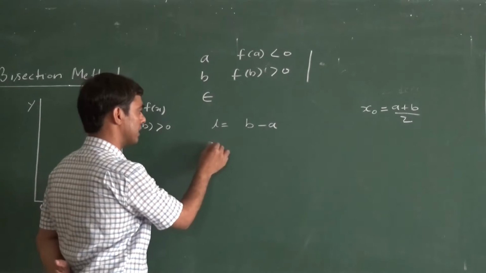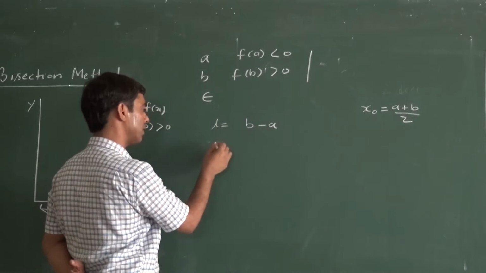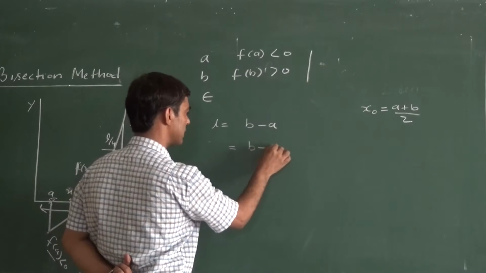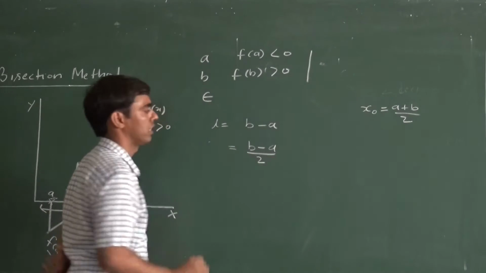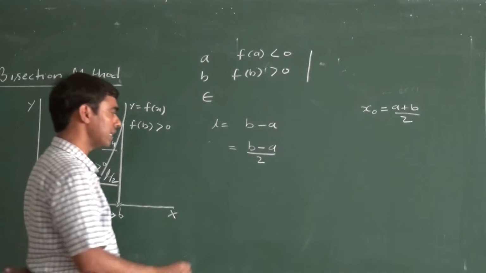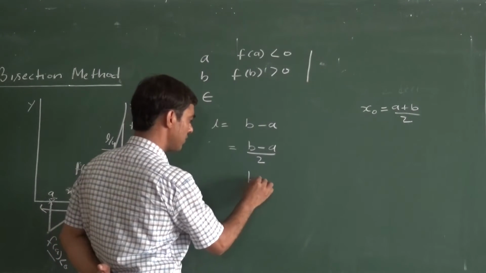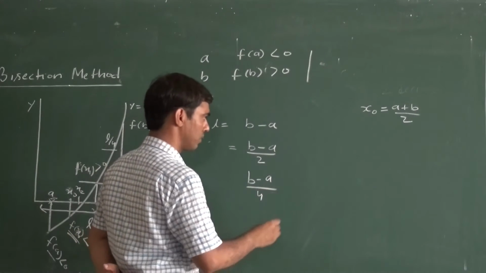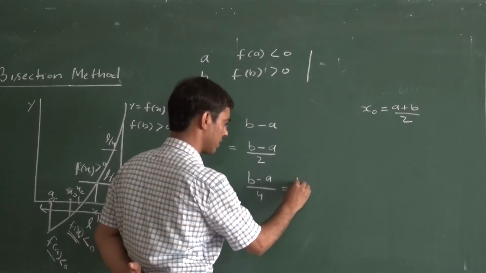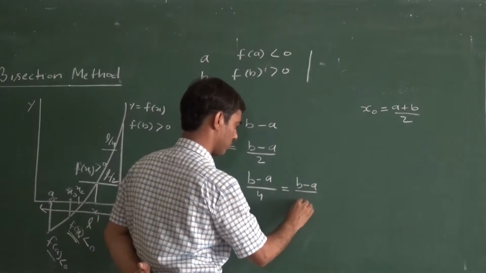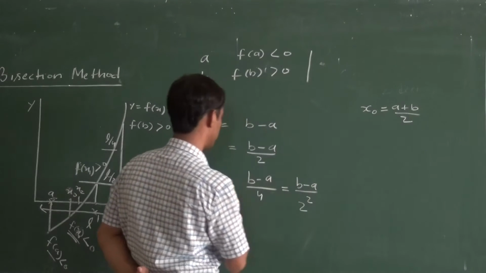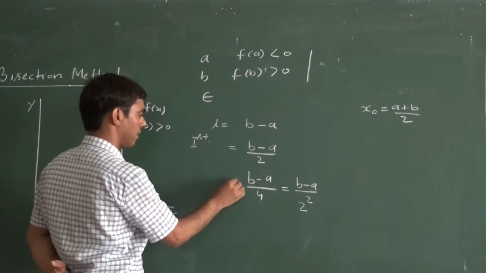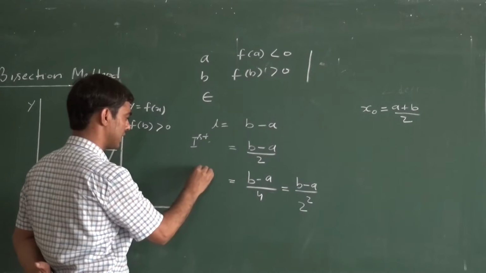So, in the first iteration, the length becomes b minus a upon 2. In the second iteration, the length becomes b minus a upon 4. You may also write this as b minus a upon 2 square. This one is the length of the interval in the second iteration.